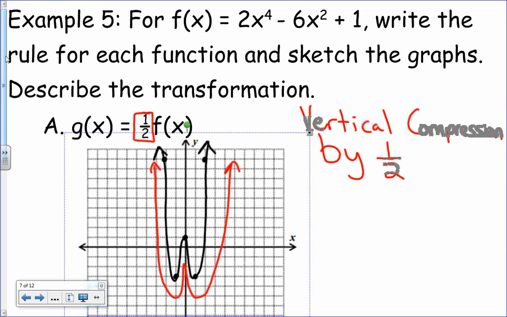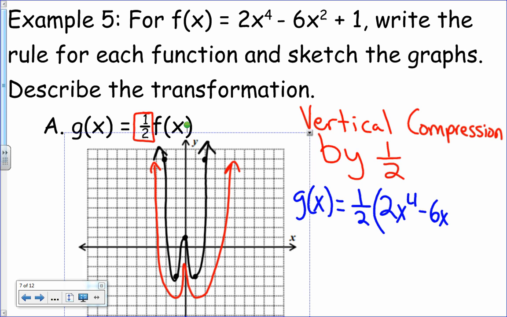Now, your new rule, this is kind of the same thing we did with the x-axis reflection a moment ago. Everything in this function is getting multiplied by 1/2. That's what this says, 1/2 on the outside. So, for g of x, I would go 1/2 times everything. And I'm okay with you leaving it like that.